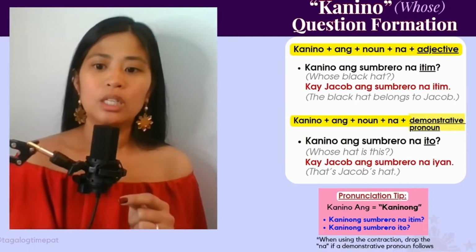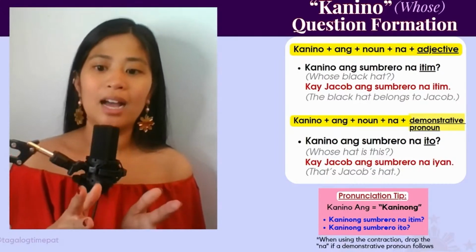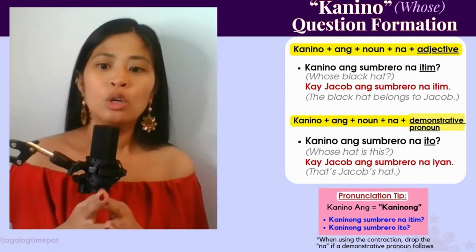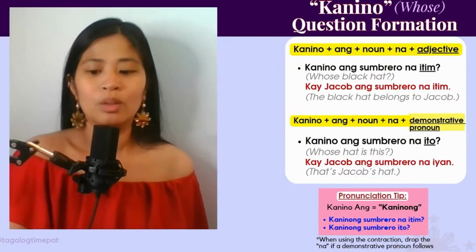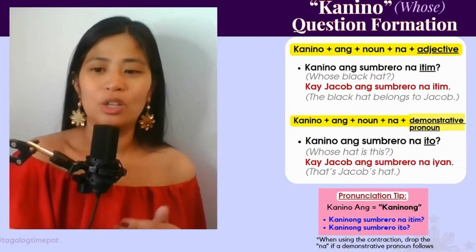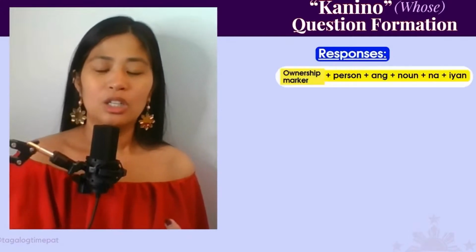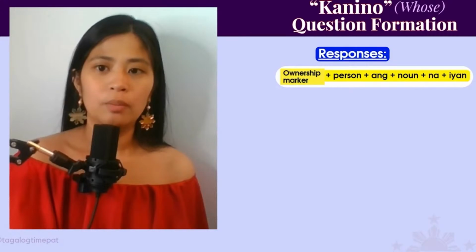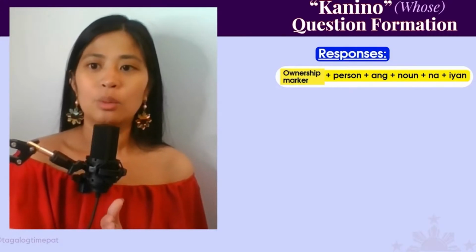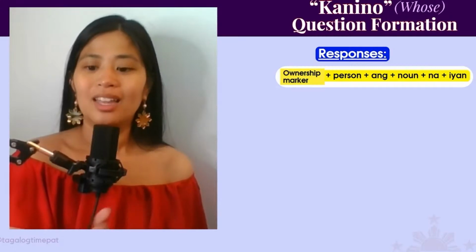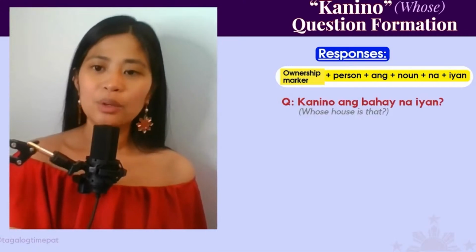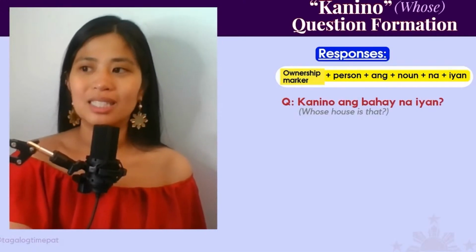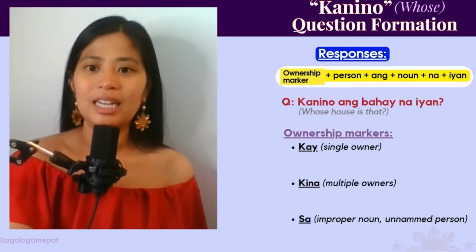All right, when using the contraction though, you drop the na if there's a demonstrative pronoun. So kaninong sombrero ito, you wouldn't say kaninong sombrero na ito. So that's just one thing. It's kind of redundant when you add the na again. So just to respond, you would use an ownership marker, then the person, then the word ang, then the noun, then na iyan. So let's see what that would look like. Kanino ang bahay na iyan? Whose house is that?